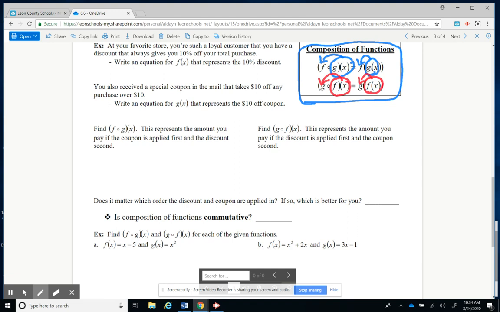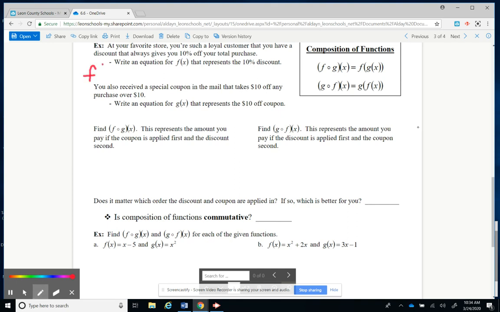All right. At your favorite store, you're such a loyal customer that you have a discount that always gives you 10% off your total price. So we're going to write an equation for f of x that represents 10% off. Let x equal our purchase price, or our original price. If you think about it, when you get 10% off of something, you're only paying for 90% of that item. So my f of x is going to be 0.90 times x.